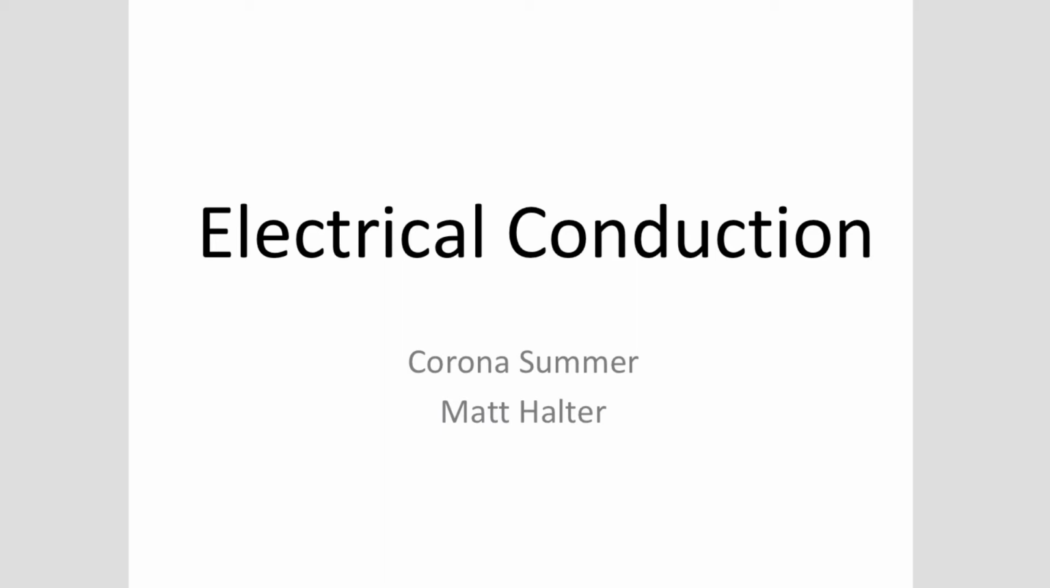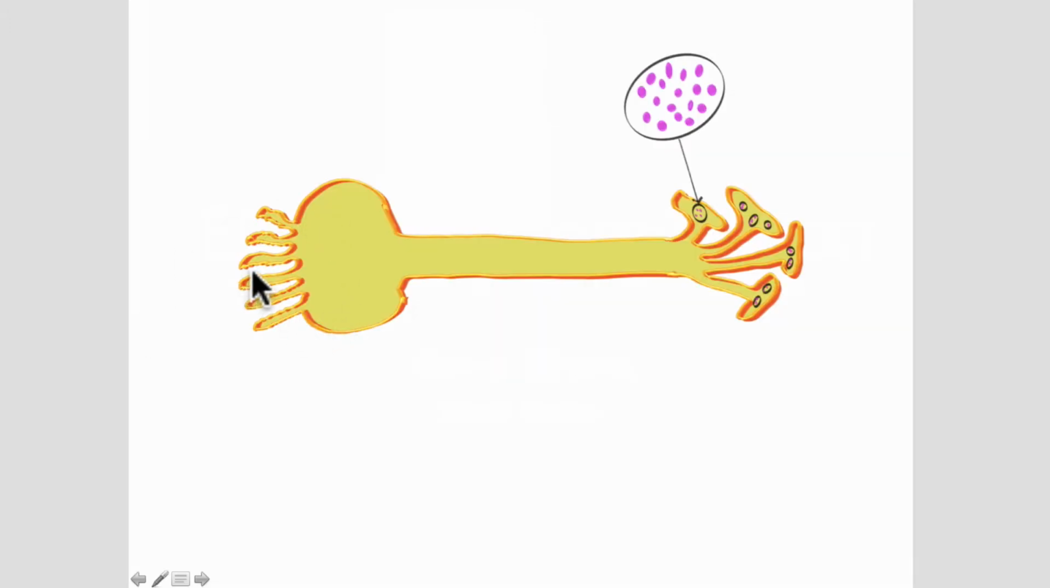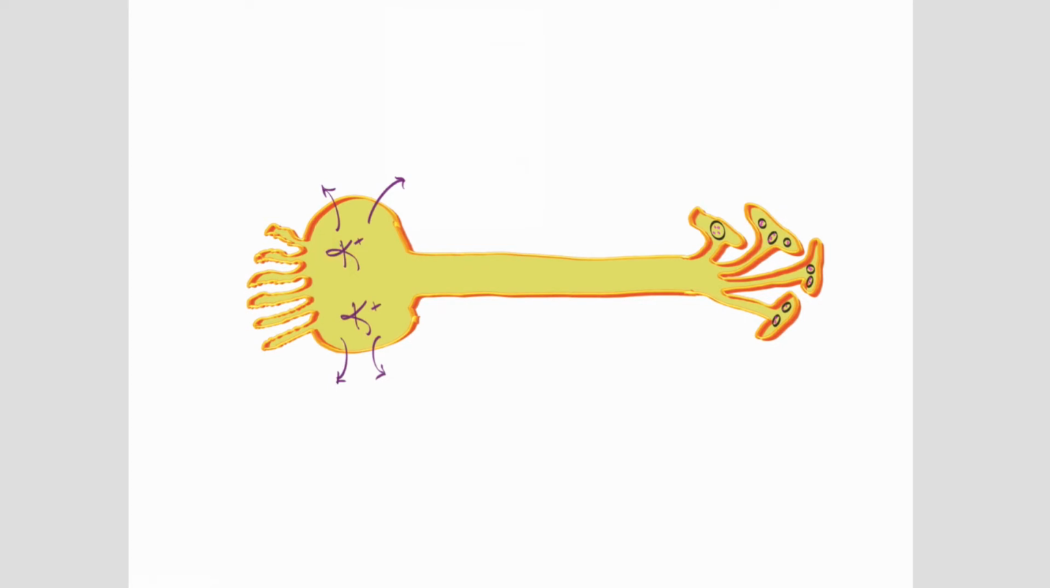Hello there. In this video, I'm going to talk about electrical conduction down neurons. In short, here's our typical neuron that we've been looking at: dendrite, cell body, axon, axon terminals, and the goal is to release neurotransmitters via exocytosis.